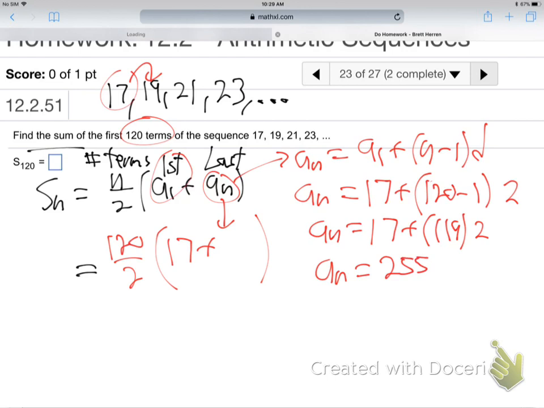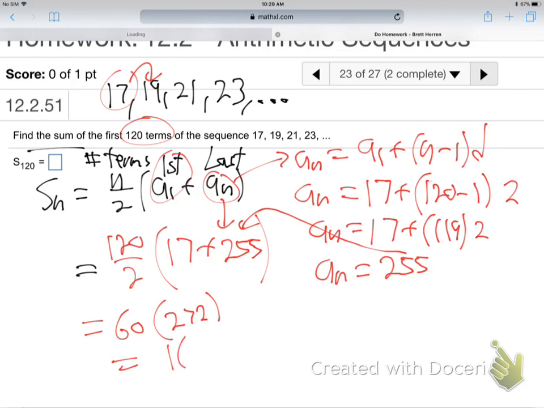A sub n is 255. 255. Everybody good there? Does that make sense? Is that what you got? 255. All right. So this will be 60 times whatever. Just use your calculator now. Hit the buttons. 16,320.